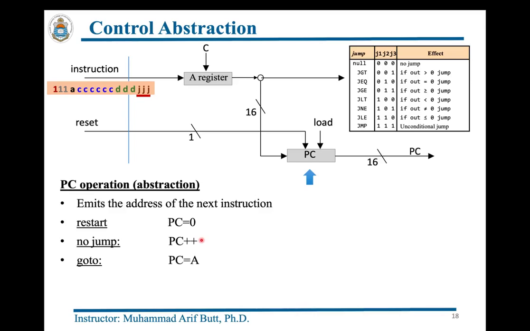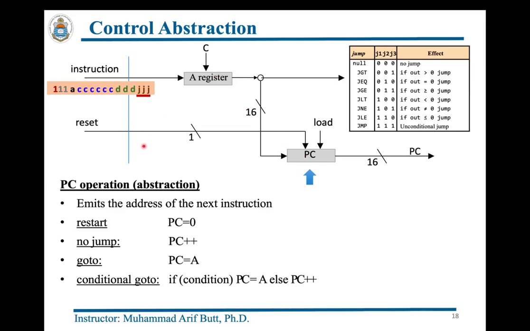If all the J bits over here are 1, 1, 1, that means an unconditional jump. So this is an unconditional go-to situation. The program counter will be loaded by the value inside the A register coming from here. And the programmer must have placed the required address of the instruction memory inside the A register before this C instruction of jump.